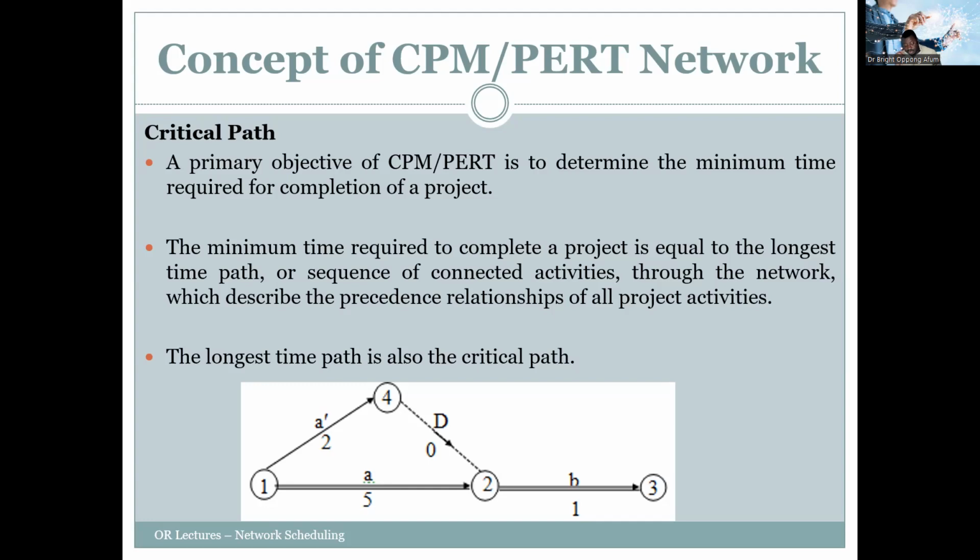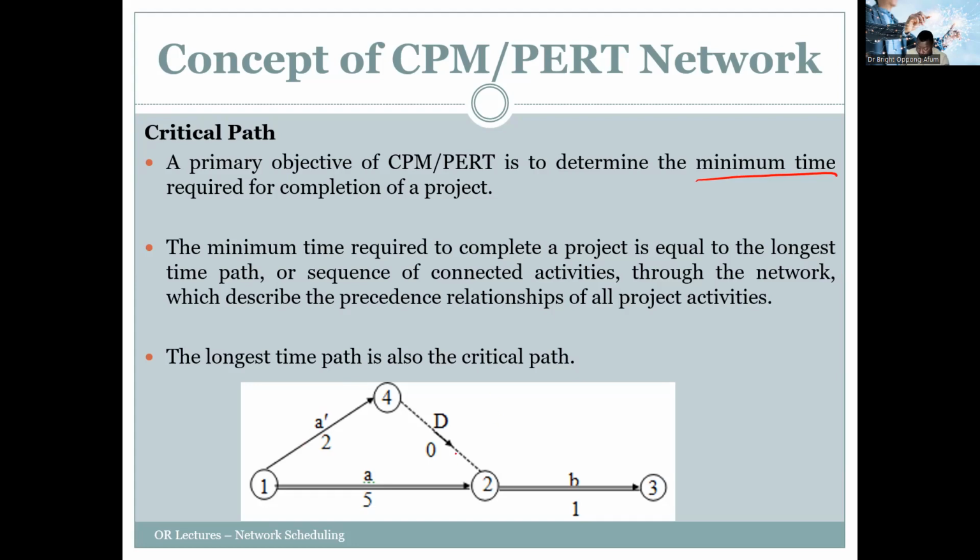So the primary objective of the CPM PERT is to determine the minimum time required for completion of a project. So the minimum time required to complete a project is equal to the longest time path or sequence of connected activities through the network, which describe the precedent relationships of all project activities. So the longest time path is also the critical path.